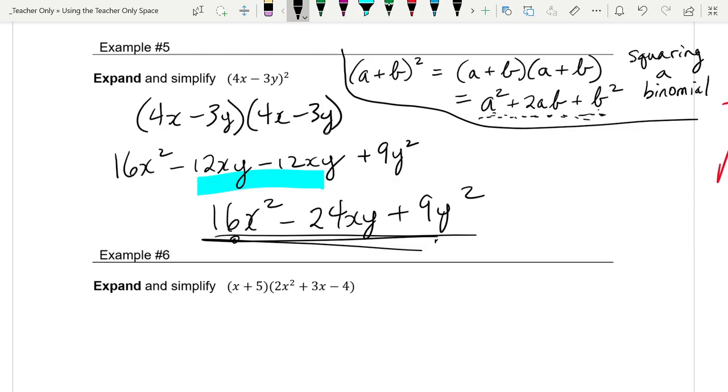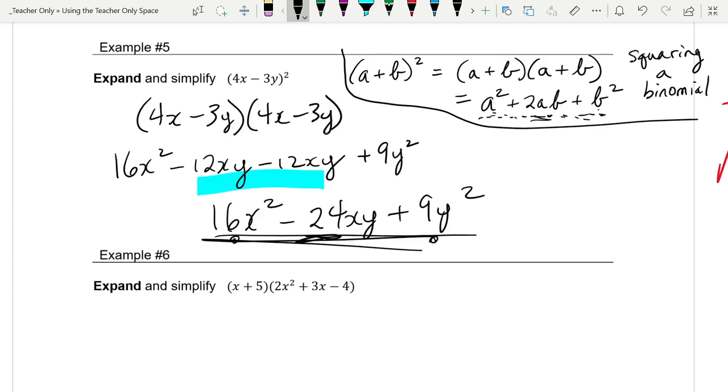That's these guys at the ends here, right? And then how did I get this number in the middle? I times the two together and I doubled them. Right? 4x times negative 3y is negative 12xy, but I doubled it, so it's negative 24xy.